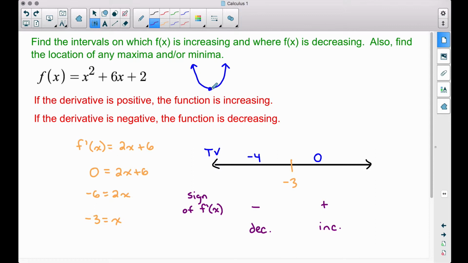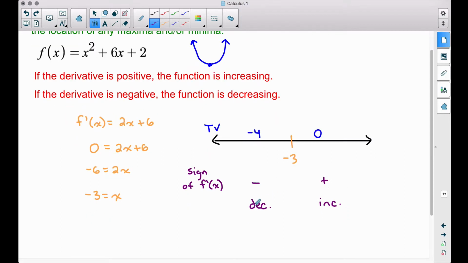As we move our pen from left to right, it's going to go up on this curve. Hence, we have our increasing interval. To write these intervals in interval notation, we would say all values of x from -infinity to -3, our function is decreasing from -infinity to -3.